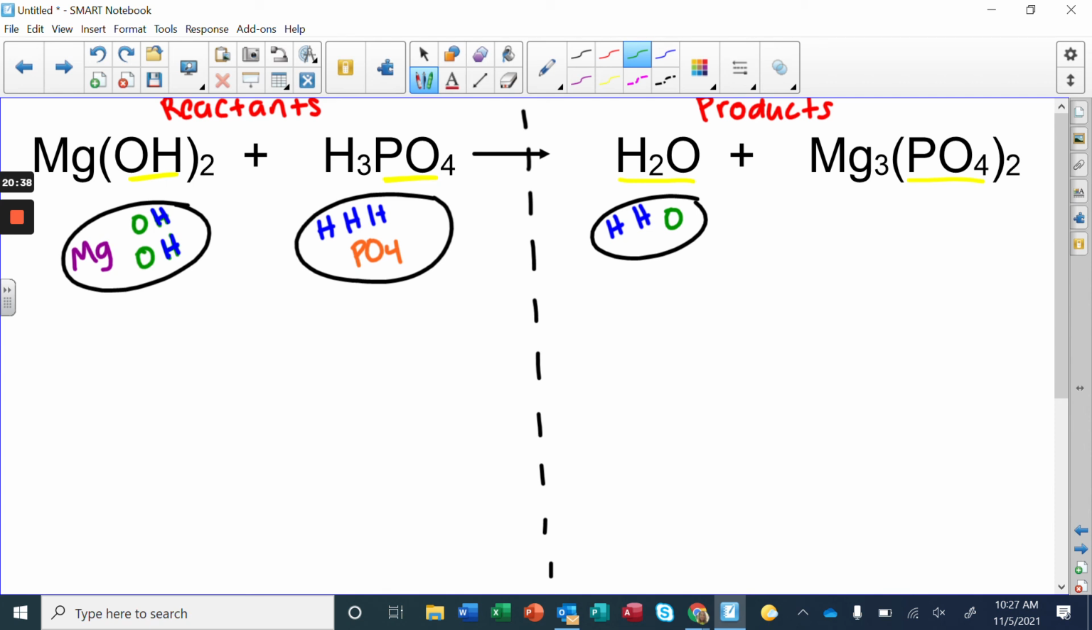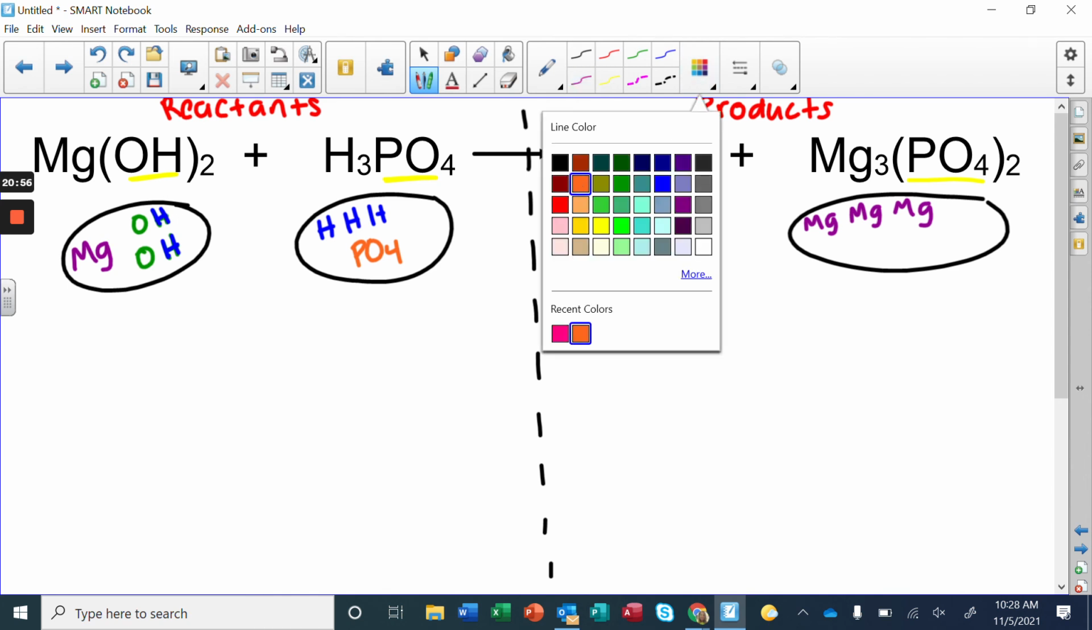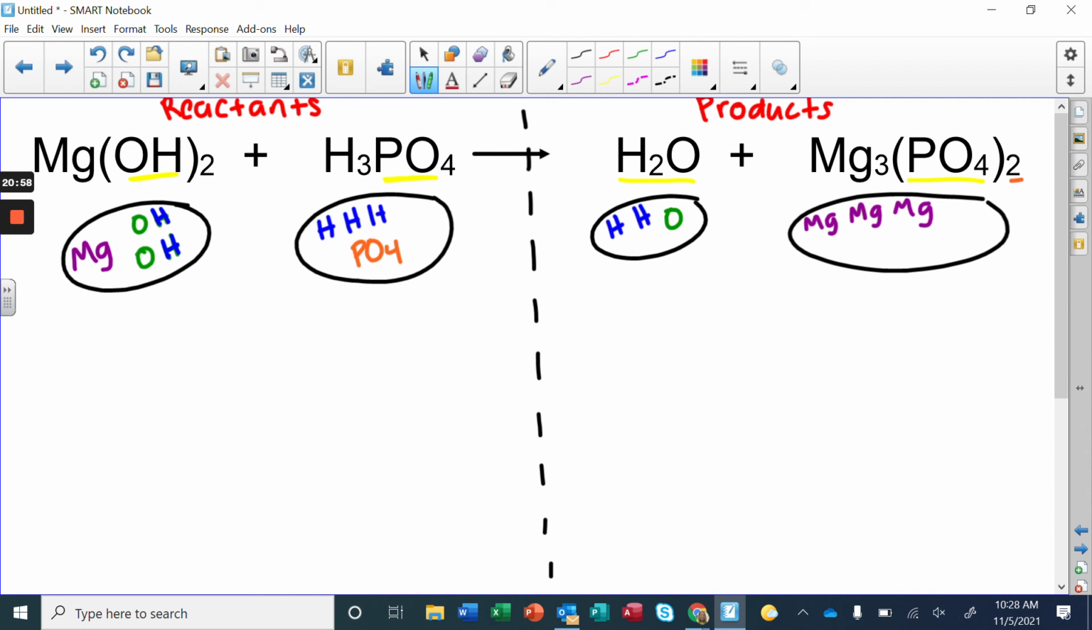And we're going to do magnesium phosphate. All right. So that's 3 magnesiums. And I have 2 PO4s. So PO4. I'm sorry. I should have kept the hydroxide a little bit separate because it's a little bit easier for y'all to see. But now we're good. We're set up good and we should be able to go. So let's go ahead and we'll start counting.